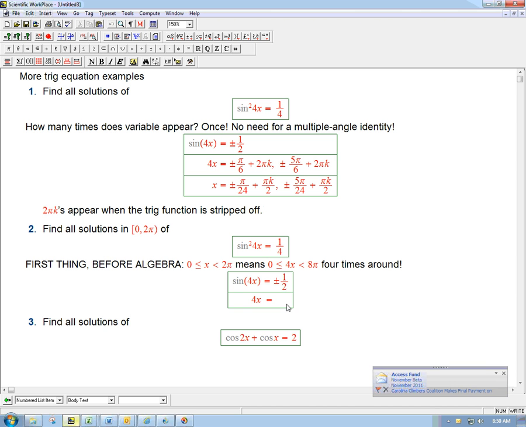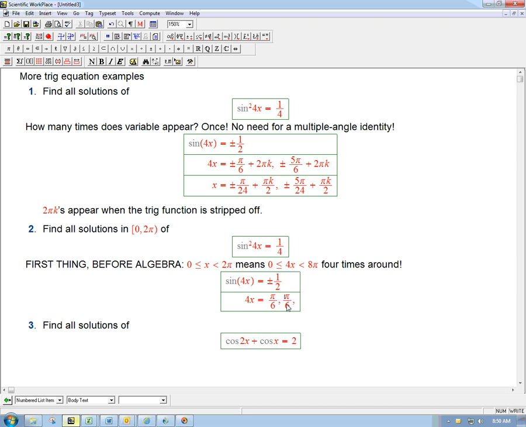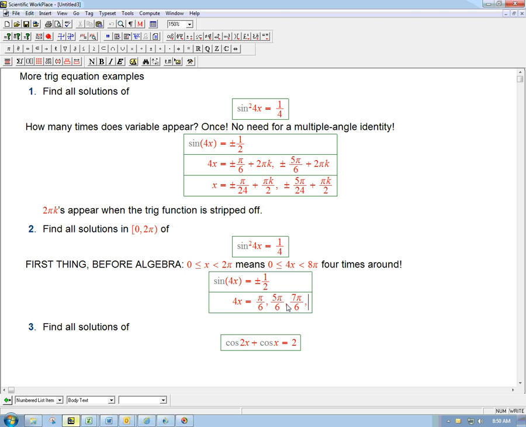Okay, so it's going to be pi over 6. I'm going to start copying here. Then 5 pi over 6, then 7 pi over 6, then 11 pi over 6. That's one trip around, but we're not done yet, because 4x is not what's between 0 and 2 pi. x was between 0 and 2 pi. 4x goes all the way up to 8 pi. It's going to be a really long list, actually.